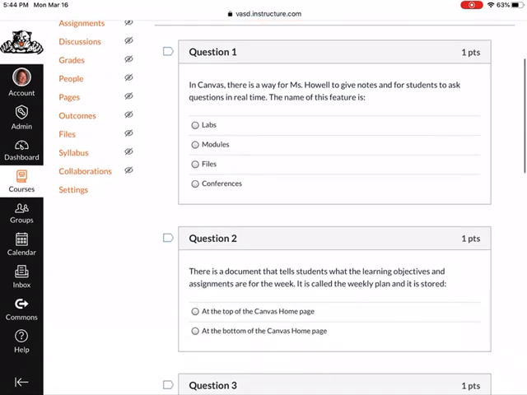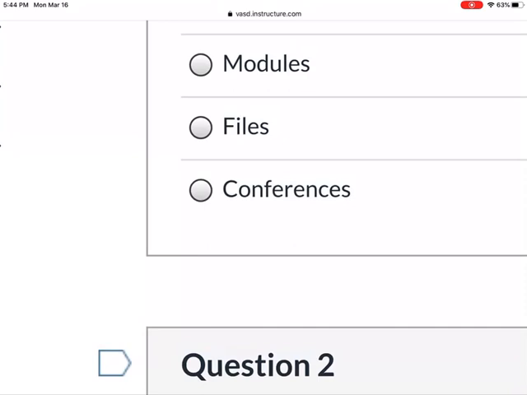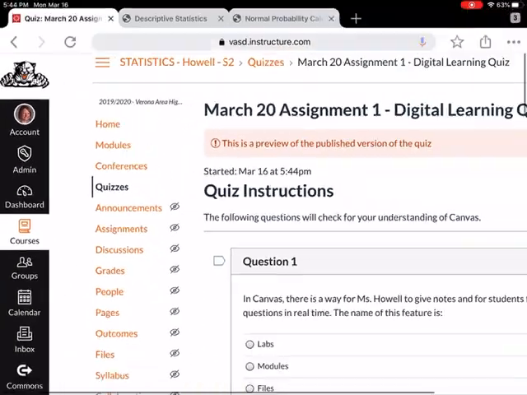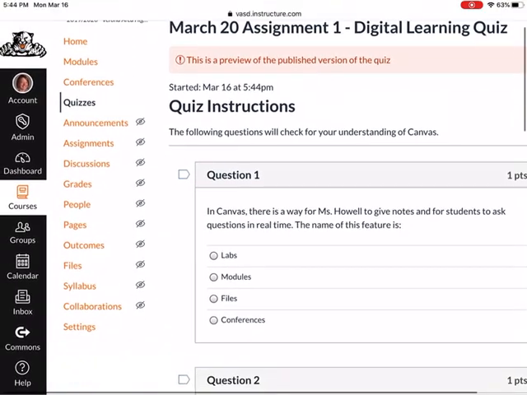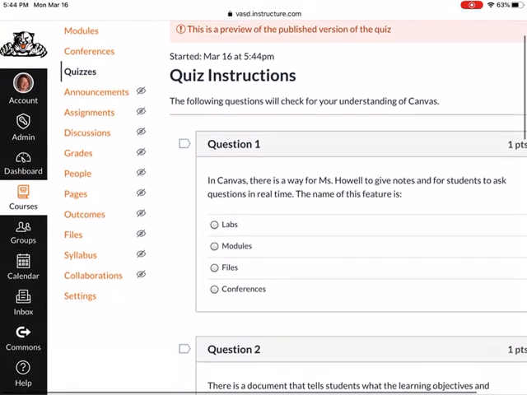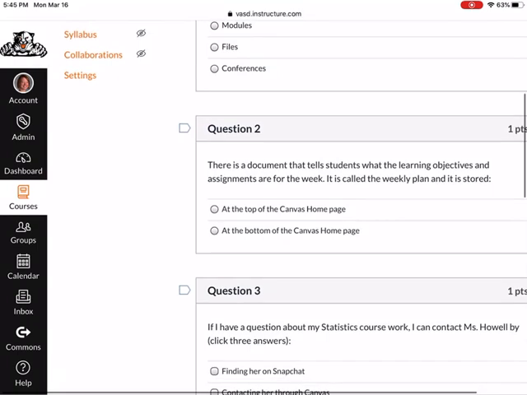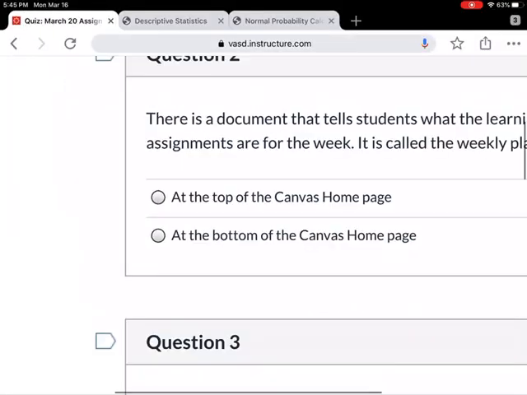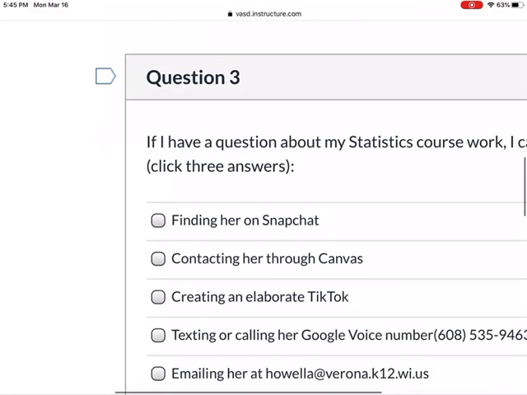And I'll just give you some hints on this quiz, and then you can go do it, okay? In Canvas, there's a way for Ms. Howell to give notes and for students to ask questions in real time. The name of this feature is Conferences, and you can access the conferences on the left side. I will open up conferences after 8:30 on Friday. The document that tells students where the learning objectives is stored is called the weekly plan, and I'll store it at the top of the Canvas homepage.